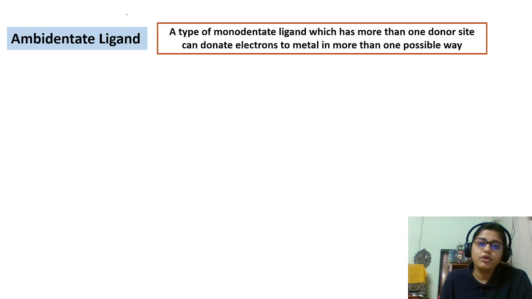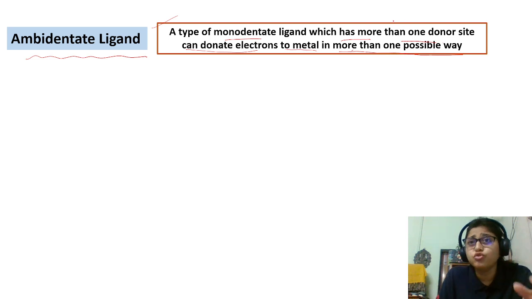Now, this is not a classification, but a type of ligand. There is a type called the ambidentate ligand. What is this? A type of monodentate ligand. It is monodentate, which has more than one donor site and can donate electrons to a metal in more than one possible way. It will be monodentate, obviously, but it has more than one donor site, so it can choose which site to donate from. This is ambidentate behavior, and this kind of ligand is called an ambidentate ligand.